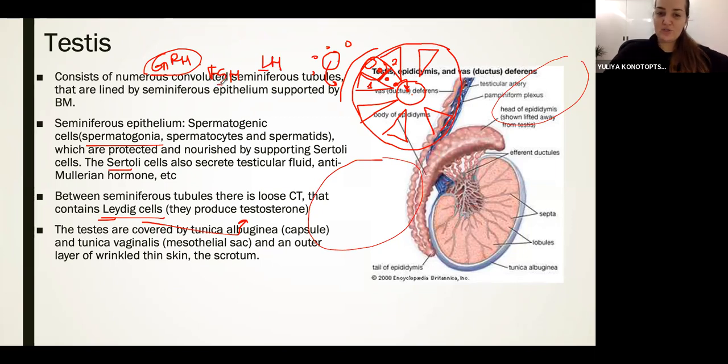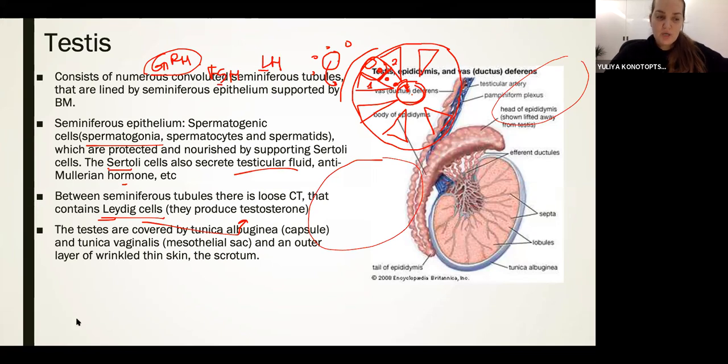FSH will bind to the Sertoli cell. And what will Sertoli cell do? Sertoli cell will secrete testicular fluid, and this fluid will be coating the lumen of the seminiferous tubule and making sure that none of the spermatozoa are stuck to it. It's just for lubrication purposes. But also very important to remember that Sertoli cell, thanks to the FSH, will also make a hormone. And this hormone is called anti-Mullerian hormone.